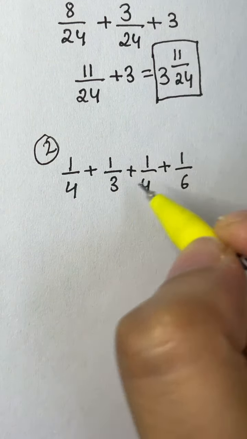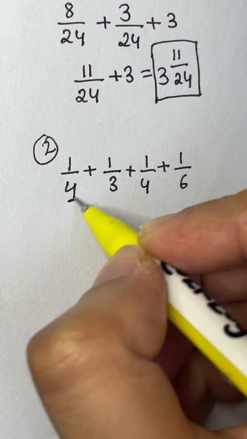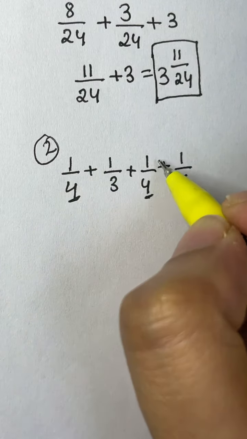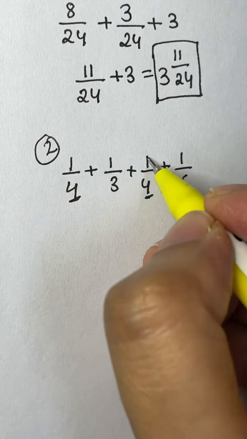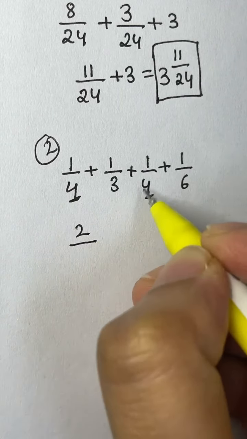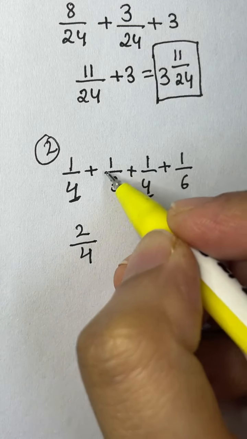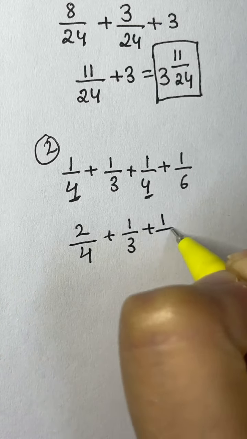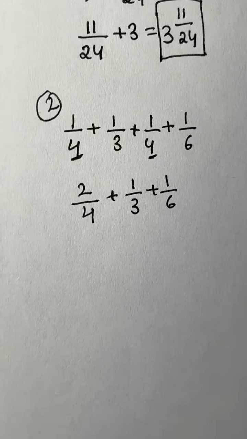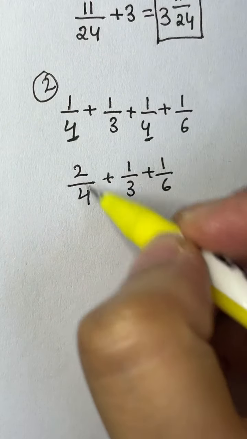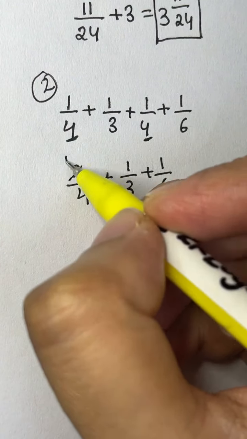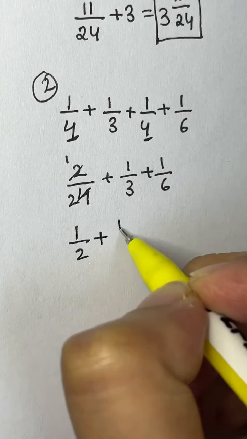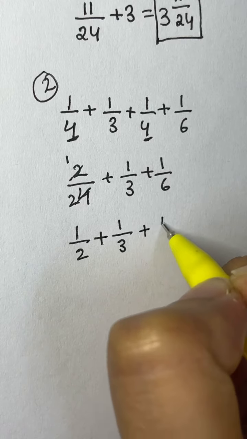Now I can see two fractions which have the same denominator, 4 and 4. So when I have the same denominators, I can add their numerators. So let me add 1 plus 1 gives me 2, and the denominator remains the same, 2/4. Now I have 1/3 plus 1/6. I'm going to write that 1/3 plus 1/6. Now 2/4 can also be written as 1/2. 2 times 1 is 2, 2 times 2 is 4. So I have 1/2 plus 1/3 plus 1/6.